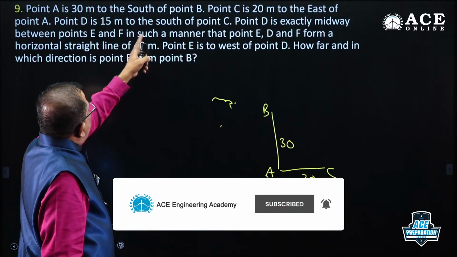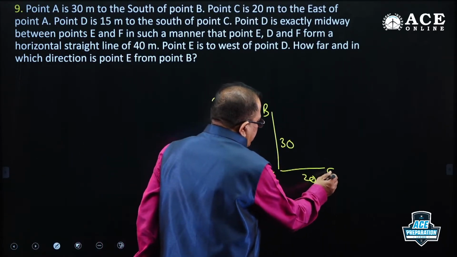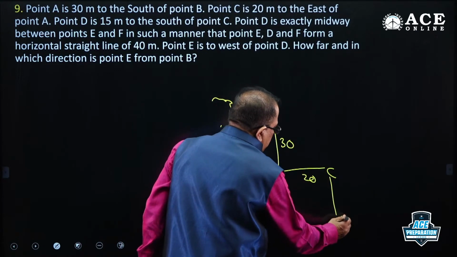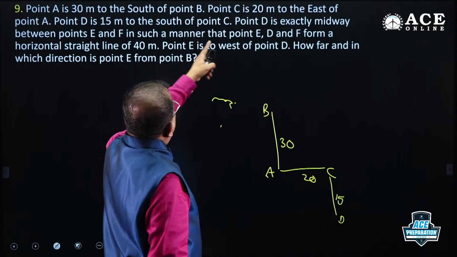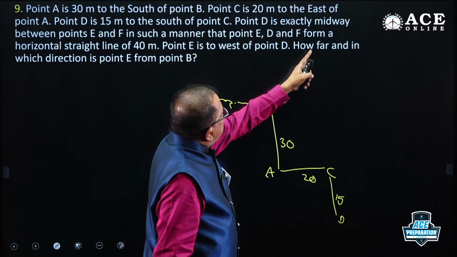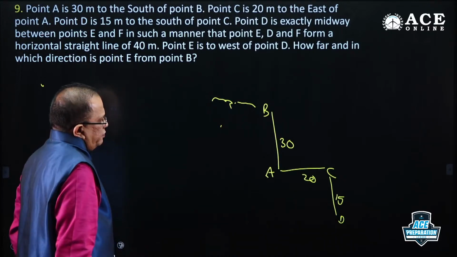Point D is 15 meters to the south of point C. C is here, point D is south, then what is the distance? 15. Point D is exactly midway between points E and F.